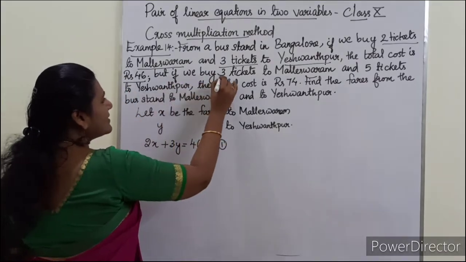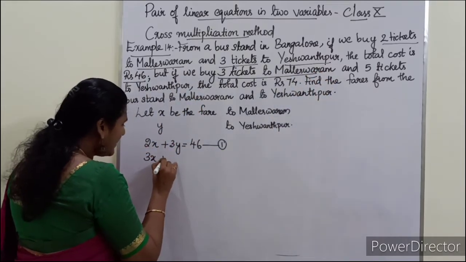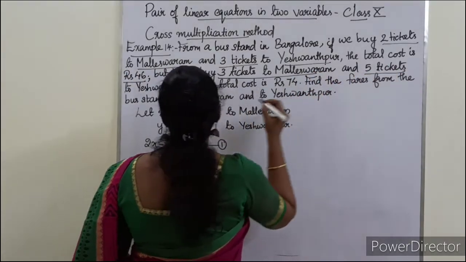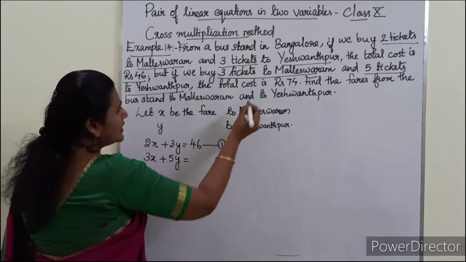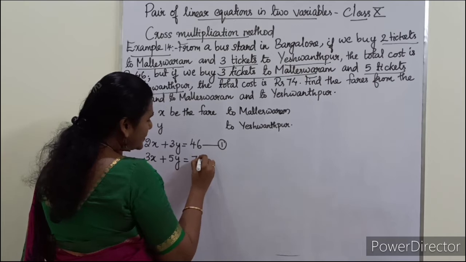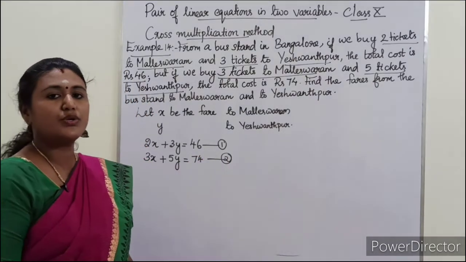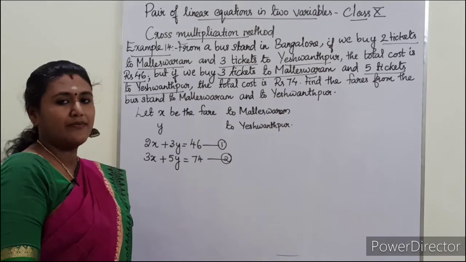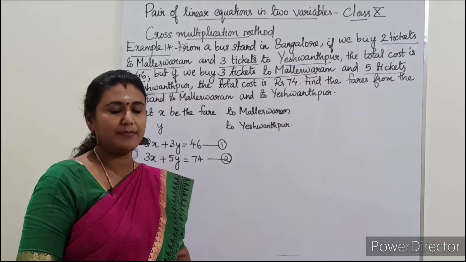Now if we buy 3 tickets to Malleshwaram, that is 3x, plus 5 tickets to Yeshwanthpur, that is 5y, then the total cost is 74. So this is our second equation. So here we got 2 equations. Now we are going to find the solution using the cross multiplication method.